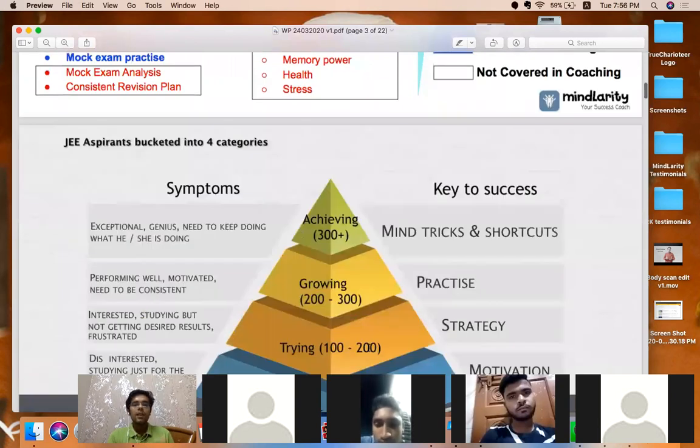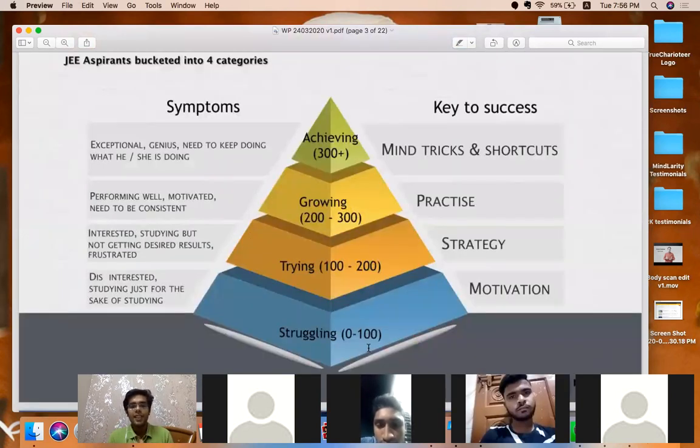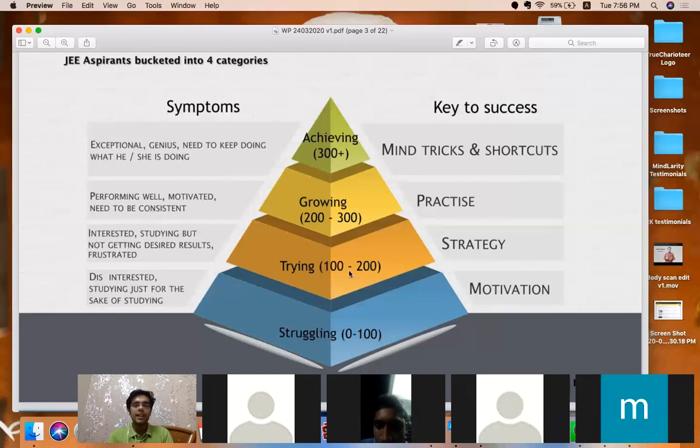So now I have divided all JEE aspirants in 4 categories basis their JEE mains and advanced mock exam scores and rank. So the bottommost category students are the struggling ones who are getting 0 to 100 marks in their JEE mains and advanced mock exams. The second category are the ones who are trying, who are getting 100 to 200 marks. The third category of students are the ones who are getting 200 to 300 marks. And the fourth category are the ones who are getting 300 plus in their JEE mains and advanced mock exams.